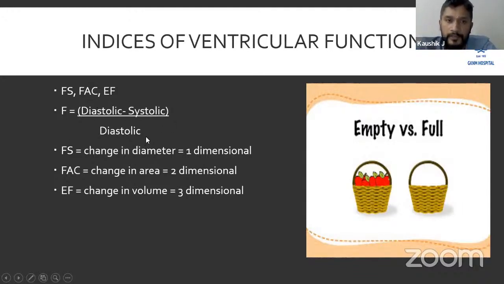Depending upon what you're talking about, either the left ventricular cavity diameter, the left ventricular area, or the left ventricular volume, you would call it fractional shortening, fractional area change, or ejection fraction. So actually you're talking about ejection fraction in one dimension when you're mentioning fractional shortening, two dimensions for fractional area change, and three dimensions for ejection fraction. That should form the basis of the following few slides in the lecture. Ventricular function is measured by diastolic minus systolic divided by diastolic.